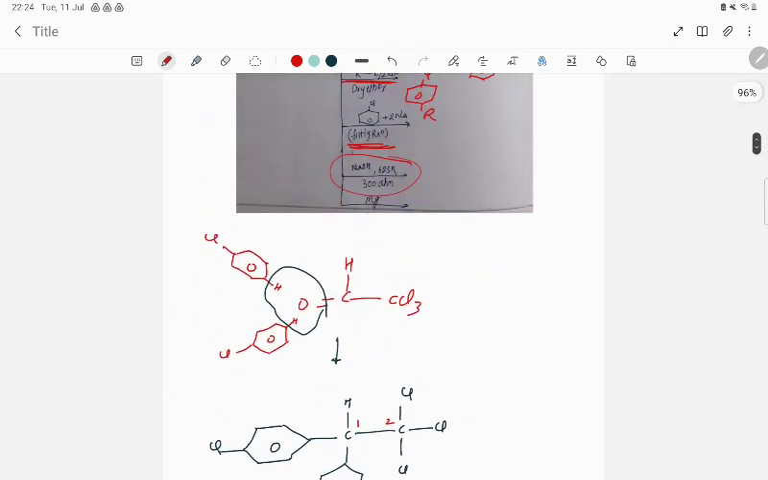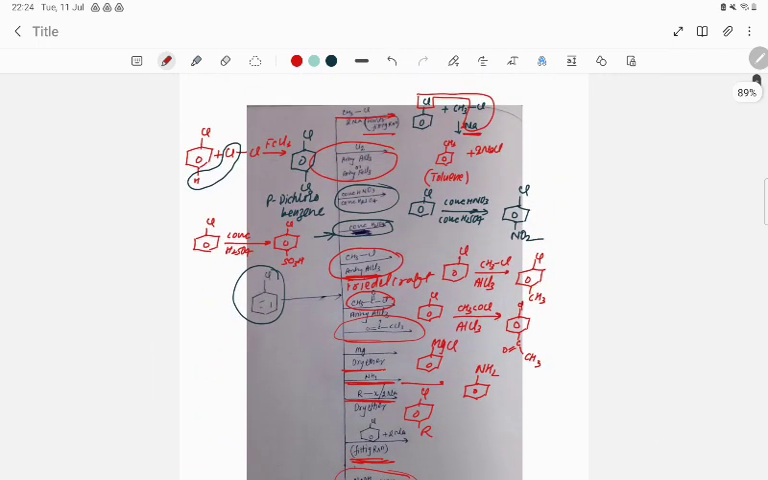So this is all about the chemical properties of what, student? That is called chlorobenzene.